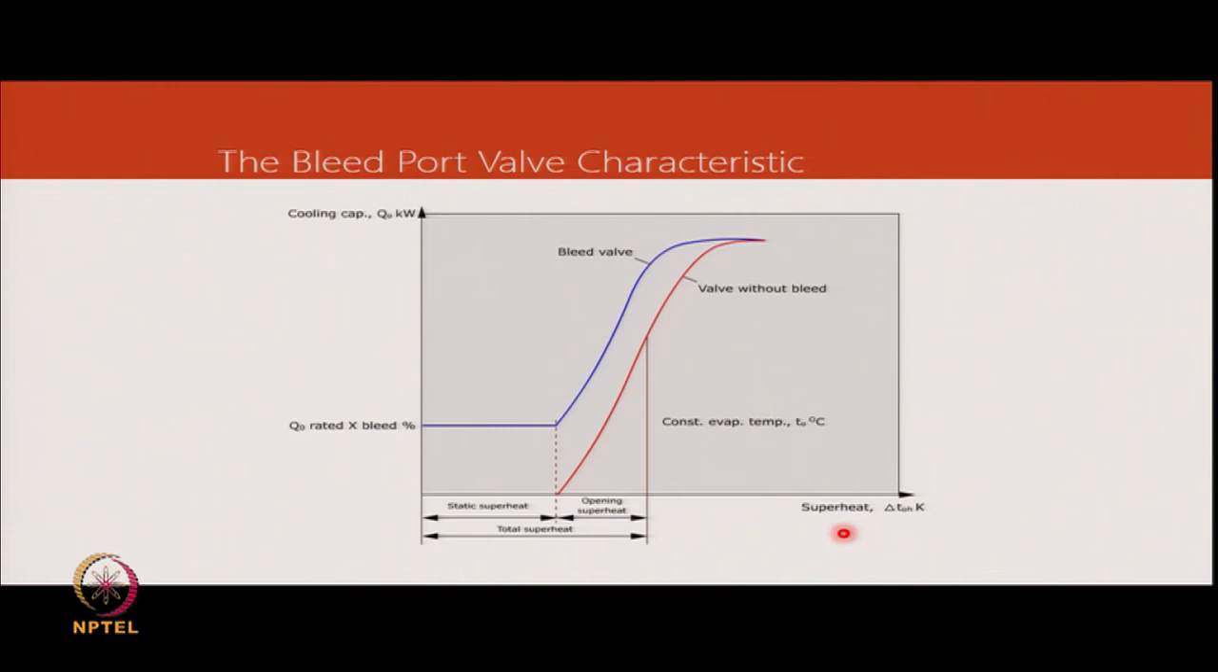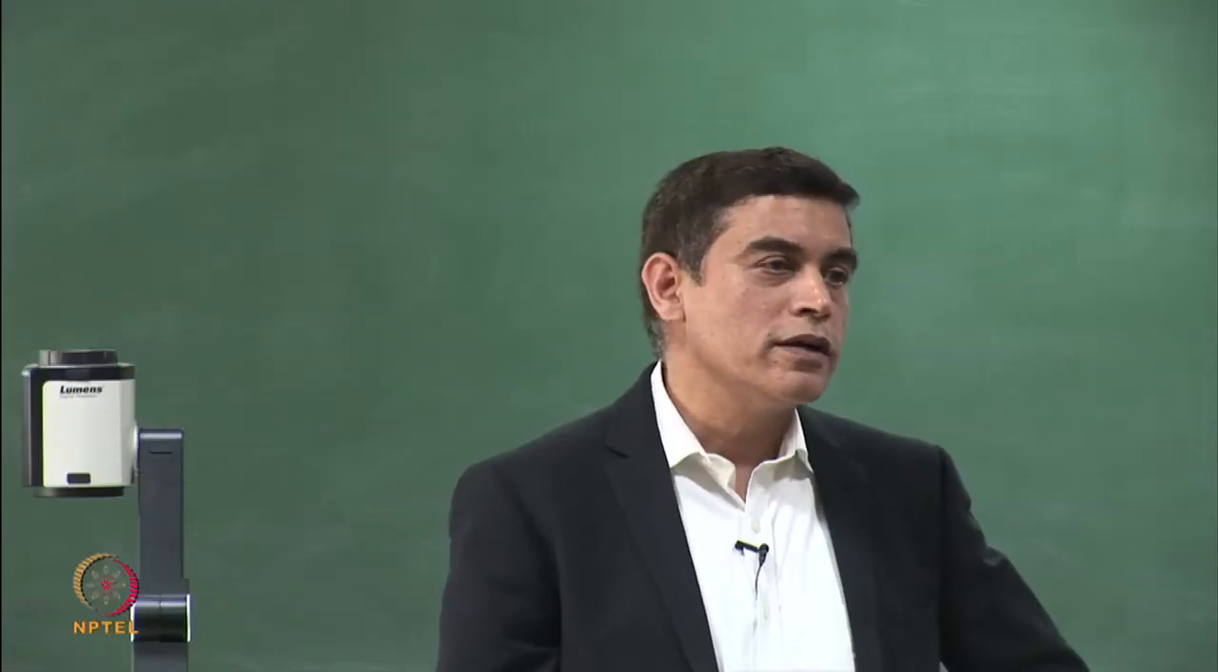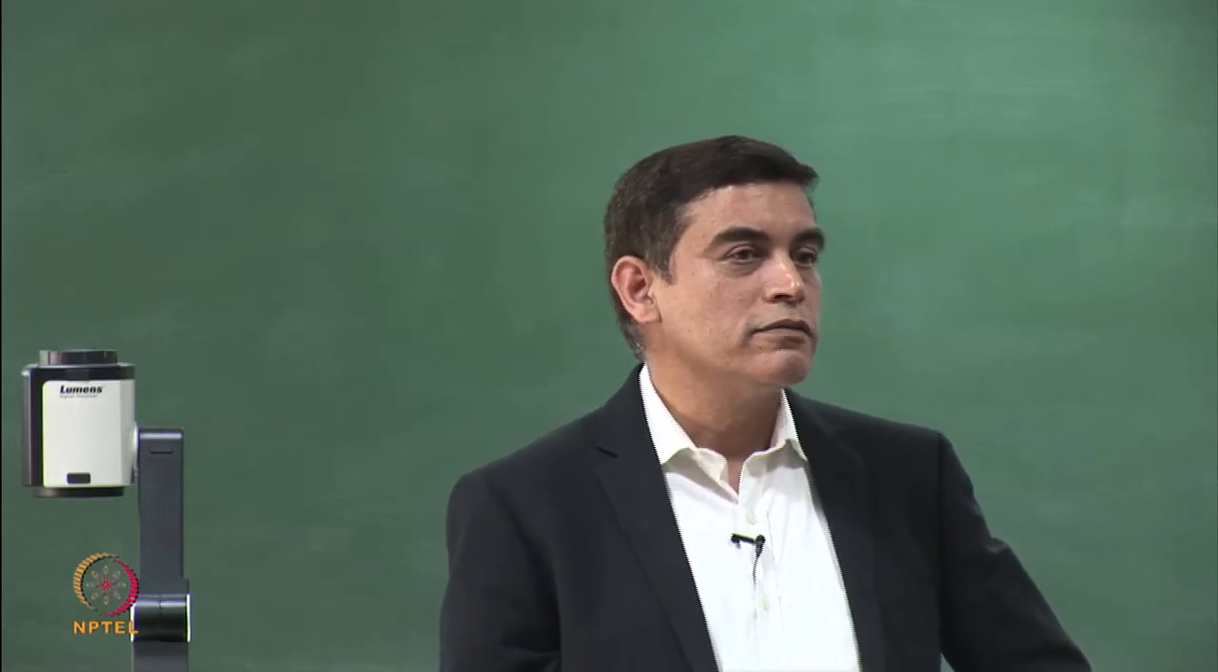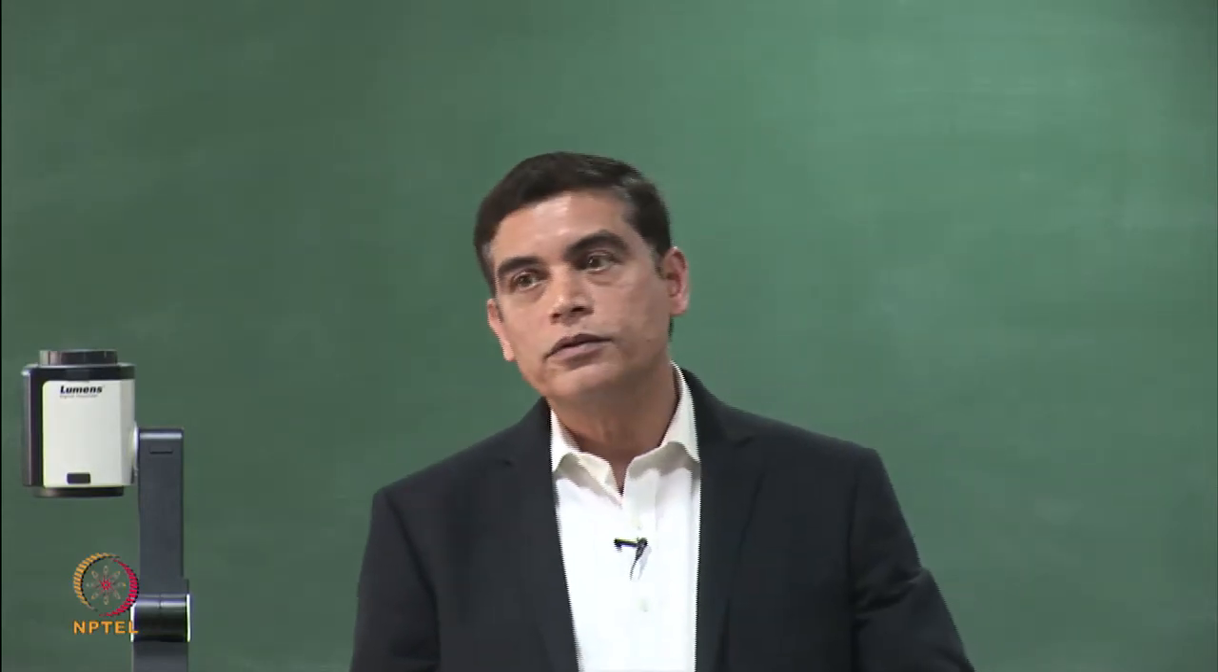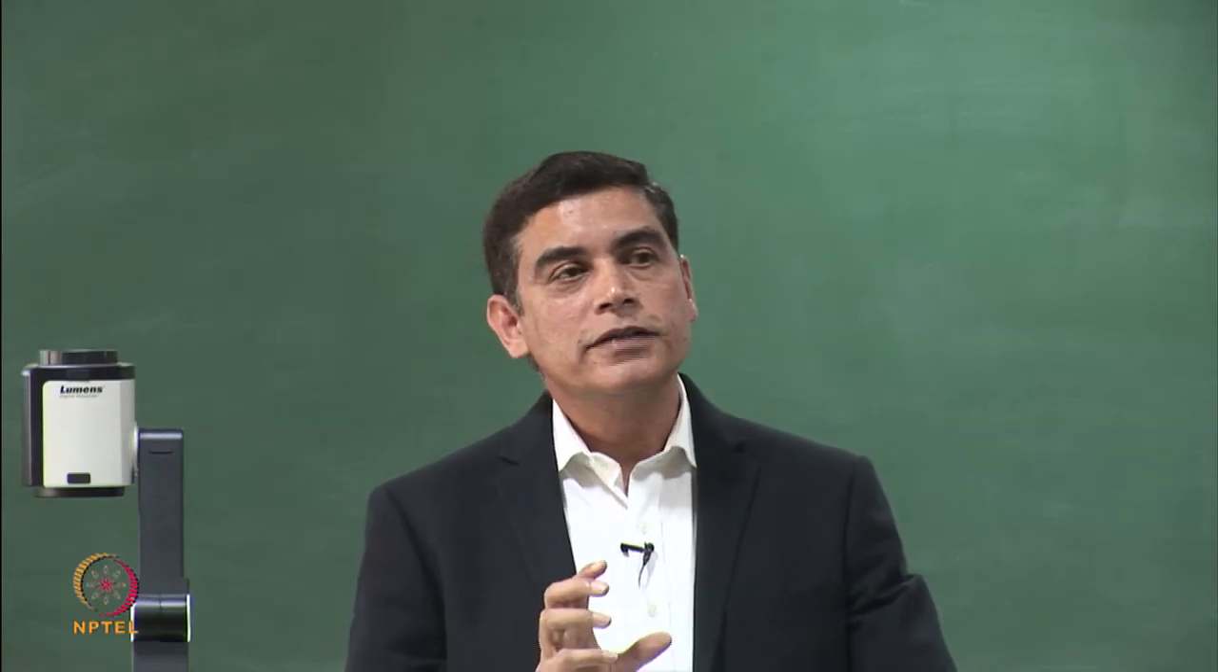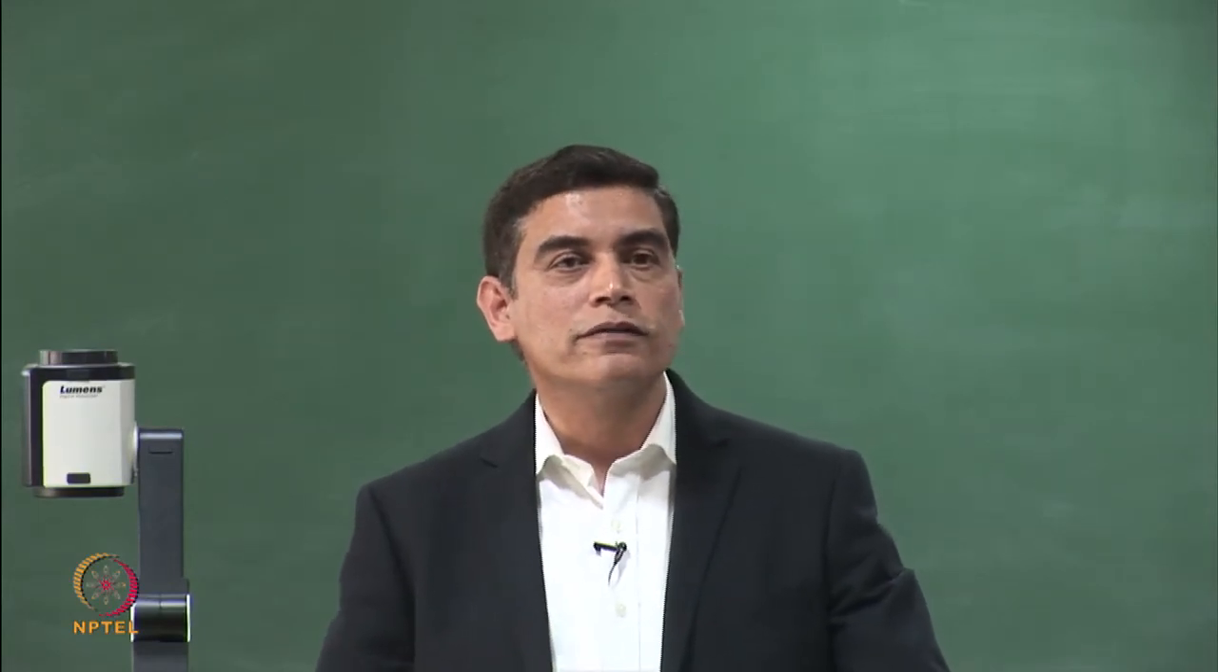Now, what happens with the bleed port valve is, in addition to the flow that happens through the regular opening, there is a small amount of refrigerant flow that will happen through the bleed port. So, we have to compensate for that in our estimates and calculations, and normally the designer does not need to worry about it because it is already factored in the selection parameters that we will use for expansion valves.